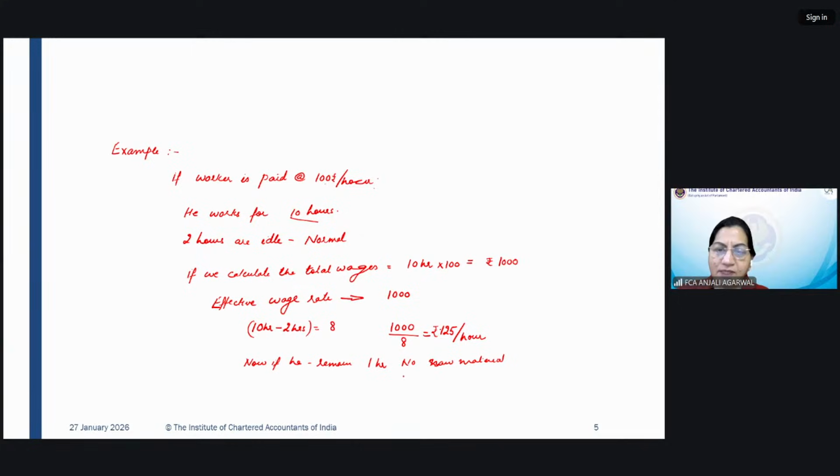The raw material was missing. Then 1 into 125 rupees. This 125 would go to abnormal loss as costing P&L account. So this will go as abnormal loss in the costing P&L account, right? So this is how we treat the idle normal or abnormal loss, whether it is idle time or overtime, so on.